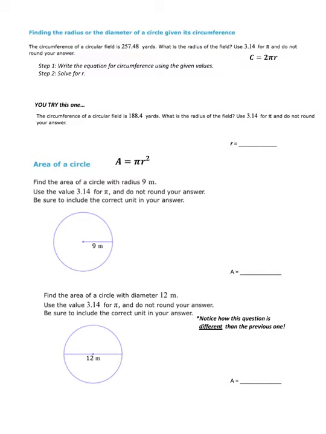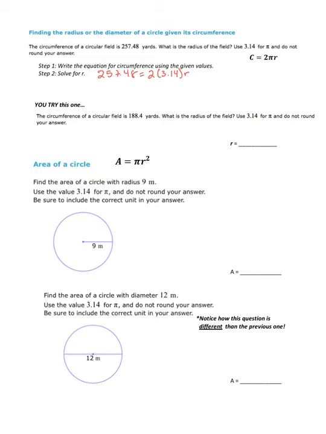Now you're going to use algebra and you're going to work backwards. You're going to find the radius or diameter. So let's take a look at this one. You've got the circumference of a circular field. It's 257.48. What's the radius? And we're going to use 3.14 for pi. So you plug in what you know and you find out what you do not know. So you know 257.48 equals 2 times 3.14 times r.